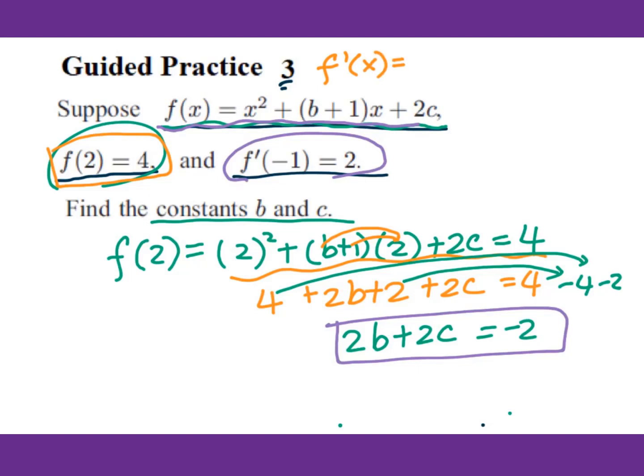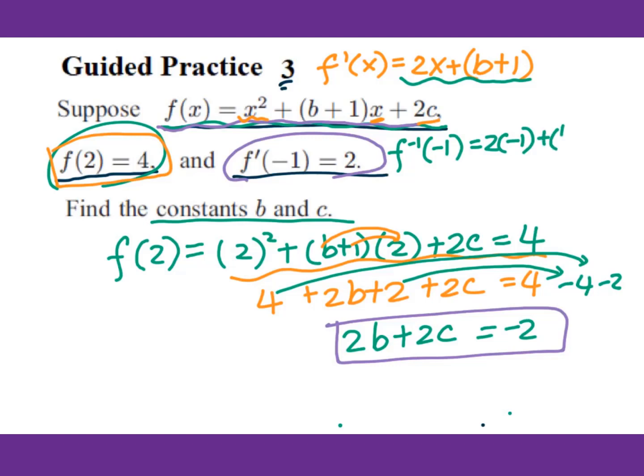Therefore, you will get 2x plus b plus 1, because the derivative for x means 1. 2c is a constant, it's gone, because it's 0. Now, we plug negative 1 into this function. So you get 2 times negative 1 plus b plus 1, then equals 2. Simplify.